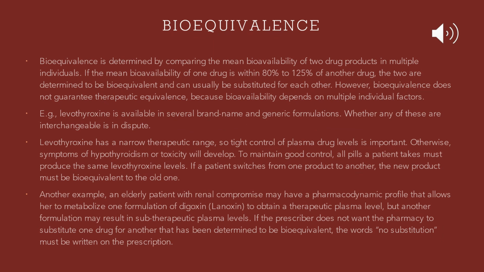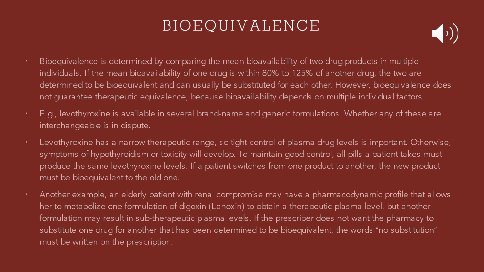Identification of the therapeutic index sets the stage for considering bioequivalence. Bioequivalence is determined by comparing the mean bioavailability of two drug products in multiple samples. If the mean bioavailability of one drug is within 80% to 125% of another drug, the two are determined to be bioequivalent and can usually be substituted for each other. However, bioequivalence does not guarantee therapeutic equivalence.